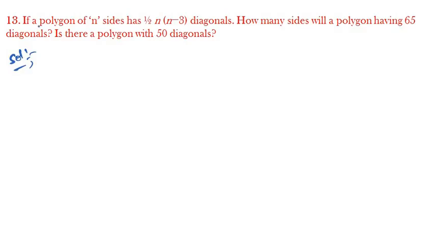So the 13th question here: if a polygon of n sides has 1 by 2 into n into n minus 3 diagonals, how many sides will a polygon having 65 diagonals have? Is there any polygon with 50 diagonals? He is asking us to find the 50 diagonals. So we have to do these things.